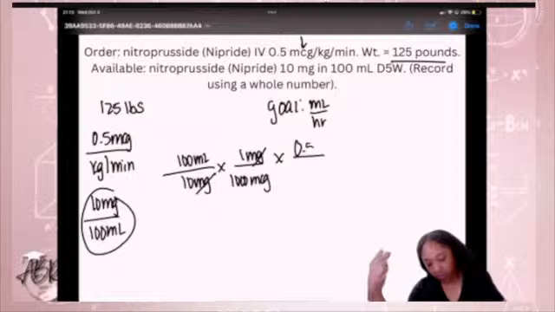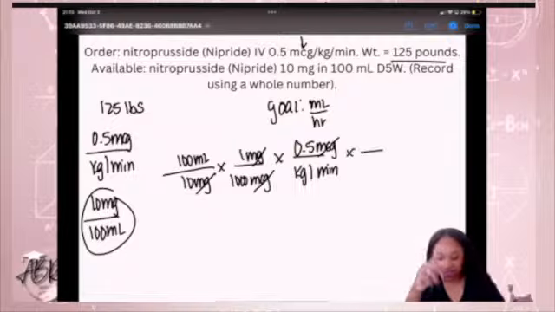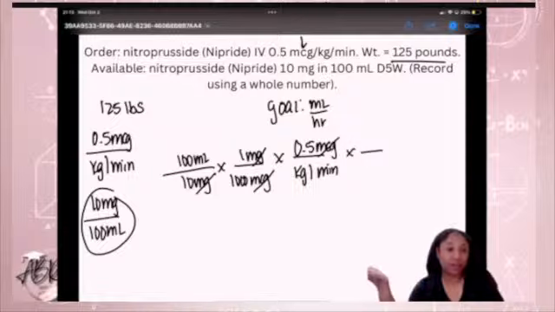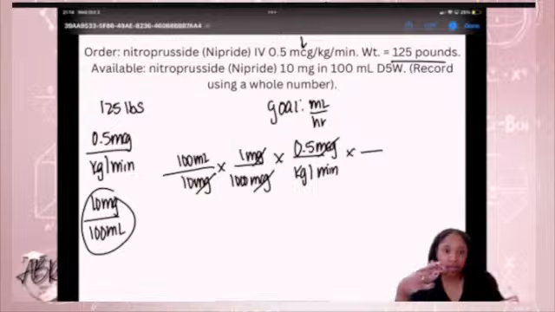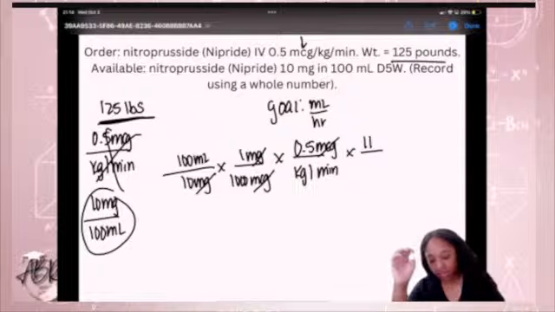So, 0.5 microgram per kg per minute. Microgram crosses out. And now we've got kg and minute at the bottom. It really does not matter which one you do first. I just like to go from left to right. So kg came up first. I know I've got a puzzle piece that has pounds in it. So 1 kg is 2.2 pounds.